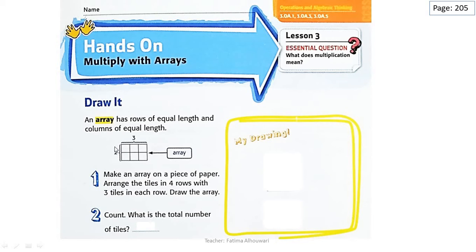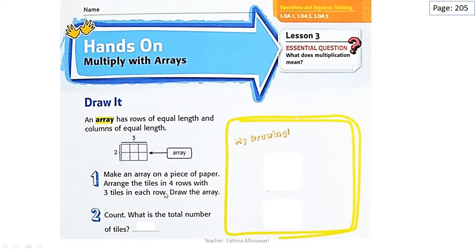this one. In this array, we have two rows. This is the first row. This is the second row. And it has three columns. This is the first column, the second column, and the third column. So in this array, we have two rows and three columns.